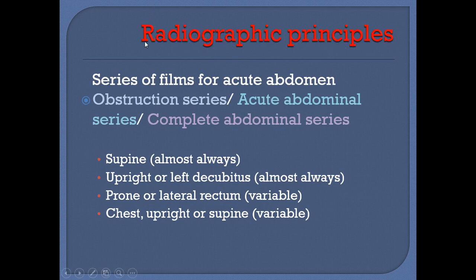The radiographic principles. There are certain series which we acquire in case of acute abdomen or some obstruction. It includes supine film, which is acquired when the patient is lying down with face upward on the couch, upright or left decubitus, it is almost always done, then prone or lateral rectum, sometimes done, and the chest upright or supine.